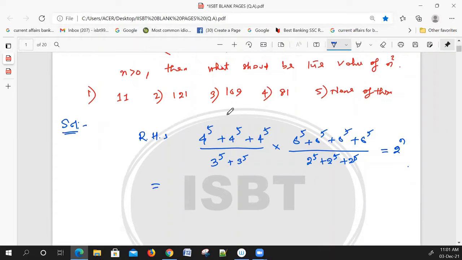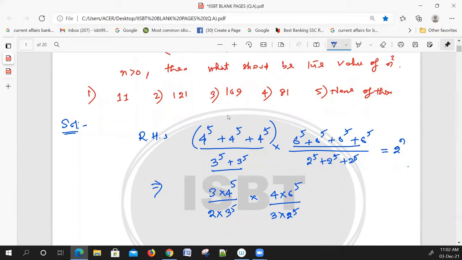Then in the next step we can write this part as 3 to the power 3 into 4 to the power 5. नीचे वाला को लिख सकते हैं 2 into 3 to the power 5. This also can be written as 4 into 6 to the power 5 divided by 3 into 2 to the power 5, is equal to 2 to the power n.